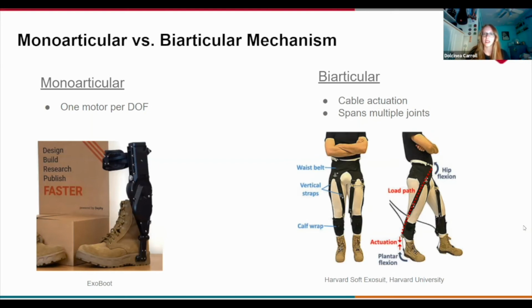On the right is Harvard's soft exosuit. This suit has straps that reach from the hip to the ankle joint. It works with hip flexion and ankle plantar flexion. The load path passes directly through the knee joint, so there is no net torque exerted on the knee joint.